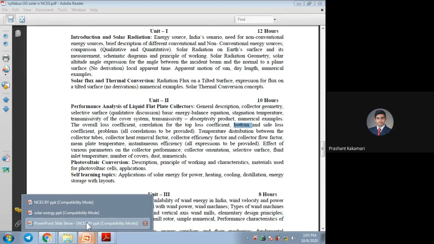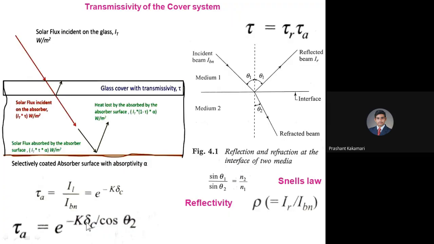So coming back to our PPT. To understand what is transmittivity of the cover system, if you just recall the things in optical physics, what you have understood is whenever the light passes through a transparent cover, the direction of the light is going to vary.